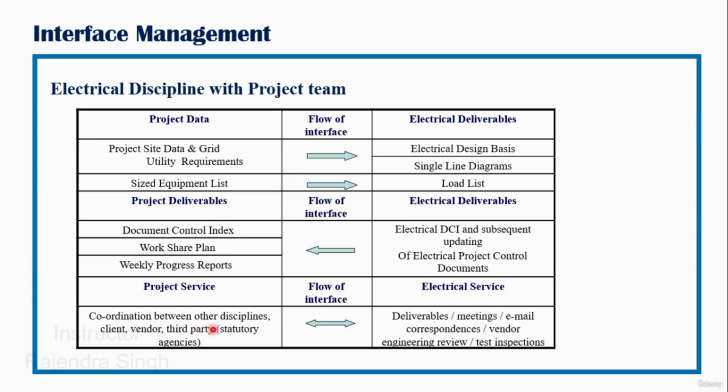And for the project services, it is multiple-way communication, as you can see. Coordination between other disciplines, clients, vendors, third parties for any statutory or leasing agencies. Deliverables, meetings, email correspondences, vendor engineering review, test inspections, vendor inspections, FAT, SAT can be done from the electrical services point of view. So this is bidirectional data, as you can see: the deliverables, meetings, email correspondence. This can also go through the project team for the coordination.